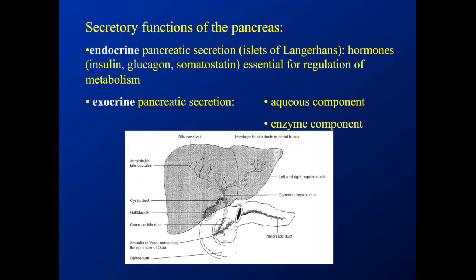The secretory functions of the pancreas are both endocrine and exocrine. Endocrine pancreatic secretions come from the islets of Langerhans, the alpha and beta cells in there, and the hormones insulin, glucagon and somatostatin are essential for the regulation of metabolism. Insulin is your main anabolic hormone, and glucagon then appears in the absence of it to regulate your blood glucose levels. The exocrine functions are both to secrete an aqueous component and an enzyme component.